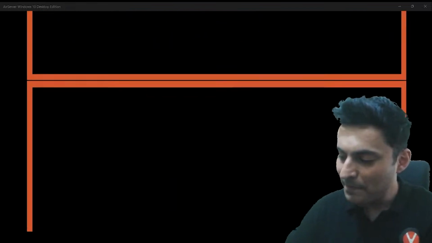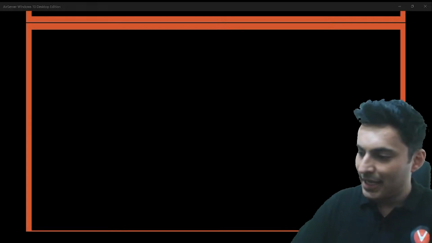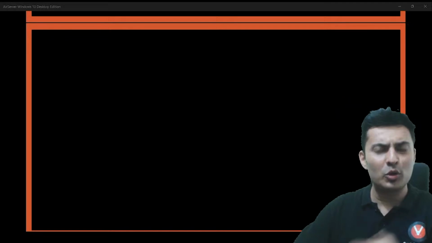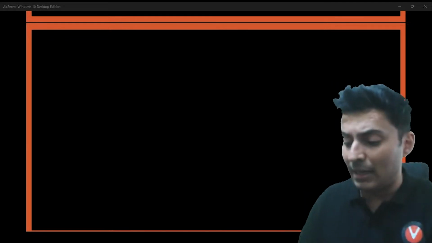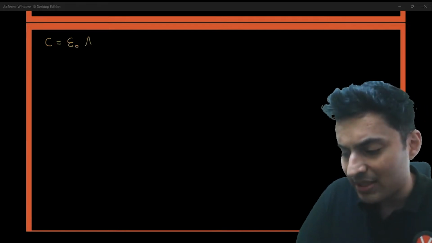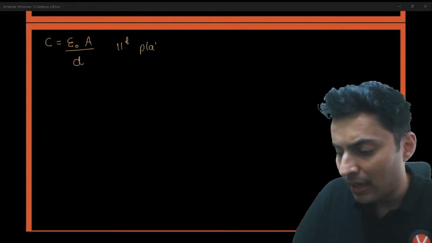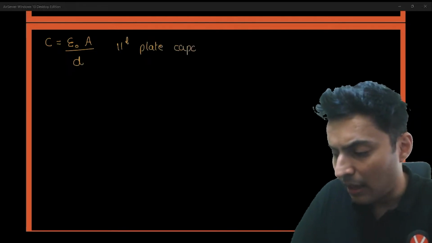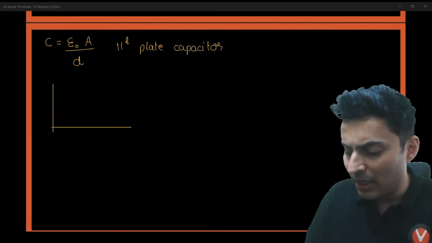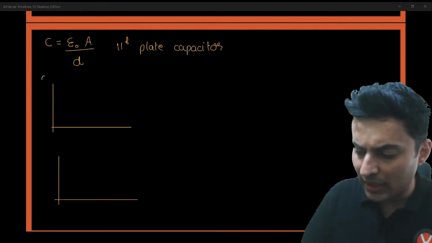In capacitance, you might be asked graphical based questions or just ratio proportionality based questions for parallel plate capacitor. Like, for example, capacitance of a parallel plate capacitor is epsilon naught A by D. These kind of questions are very, very common, where area is doubled, how much will the capacitance become? Or the distance is doubled, how much will the capacitance become? And so on and so forth.